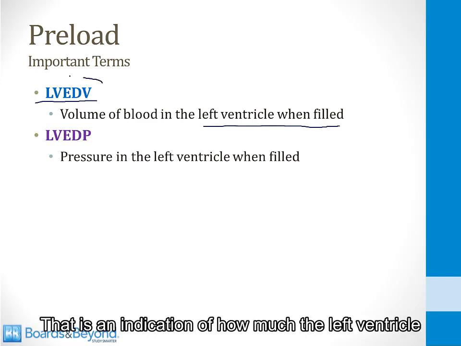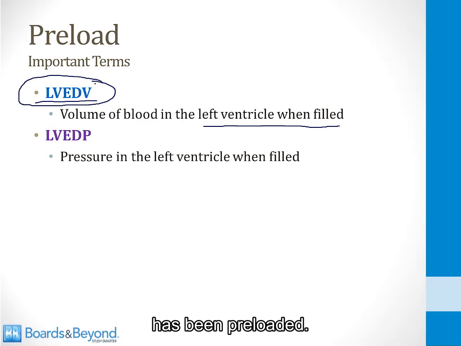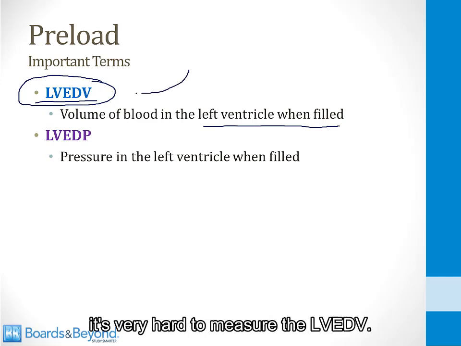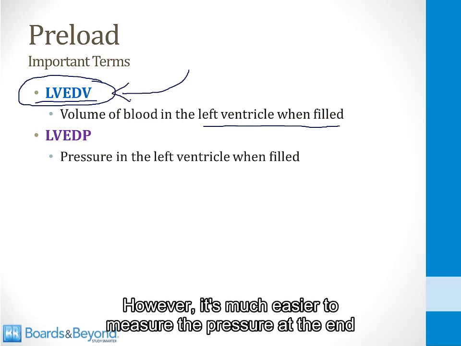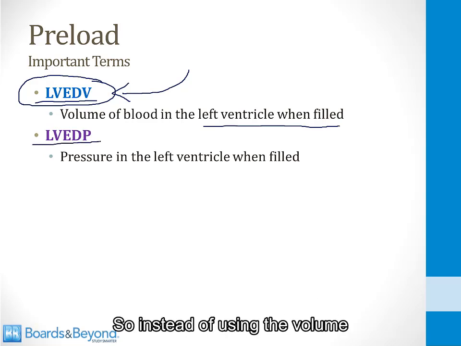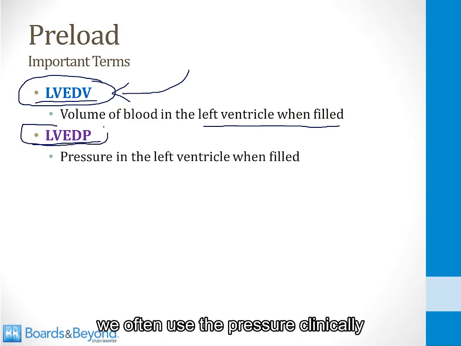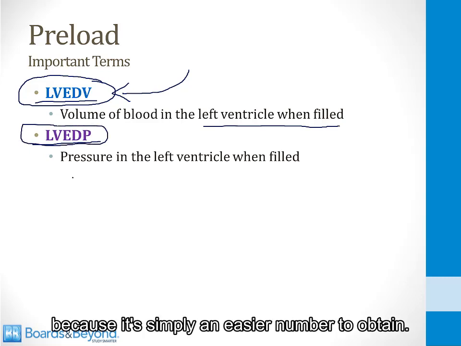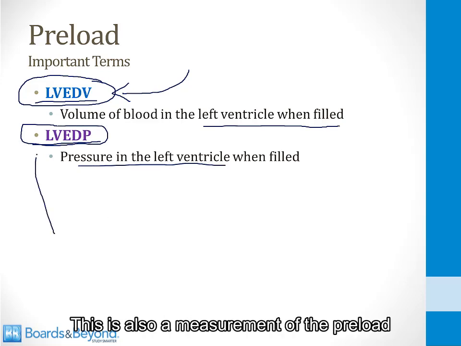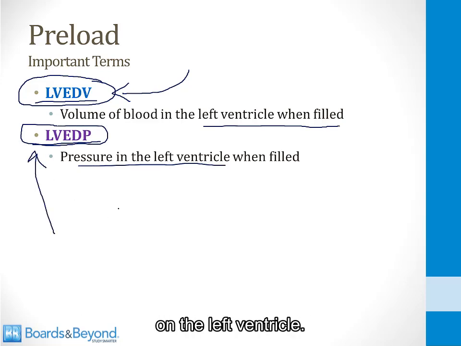That is an indication of how much the left ventricle has been preloaded, and thus the LVEDV is usually used to represent the preload. Now in clinical practice, it's very hard to measure the LVEDV. However, it's much easier to measure the pressure at the end of diastole, the left ventricular end diastolic pressure. So instead of using the volume, we often use the pressure clinically because it's simply an easier number to obtain. This is the pressure in the left ventricle when filling is completed. This is also a measurement of the preload on the left ventricle.